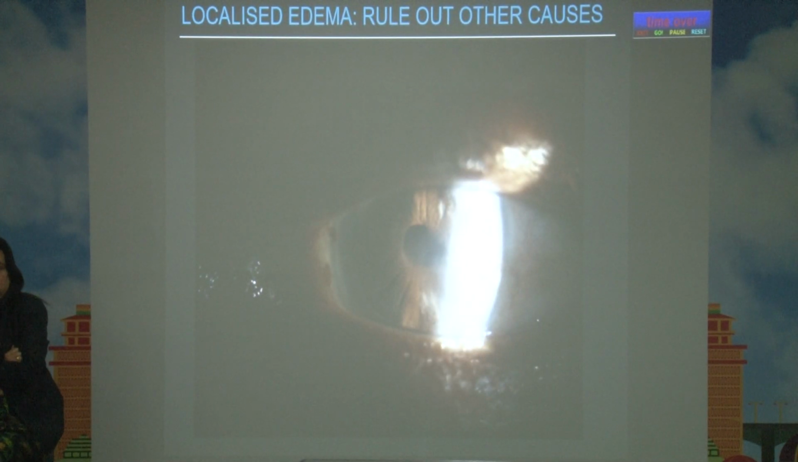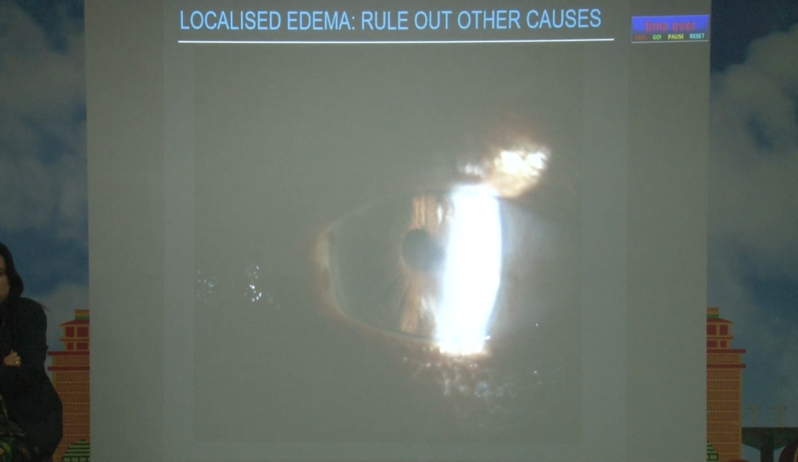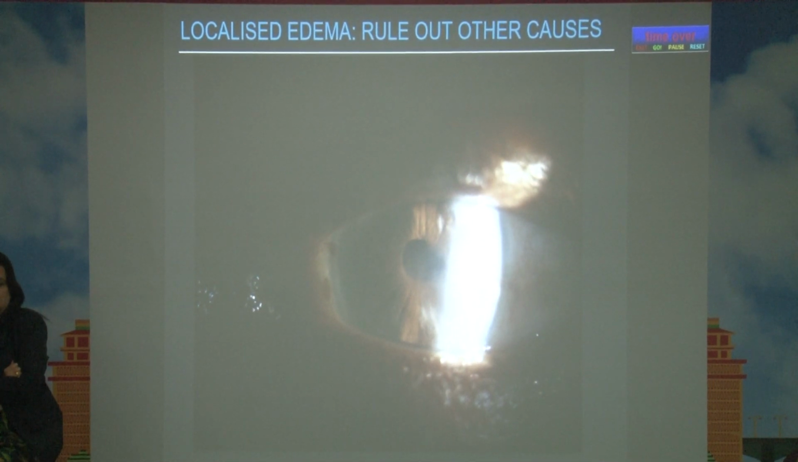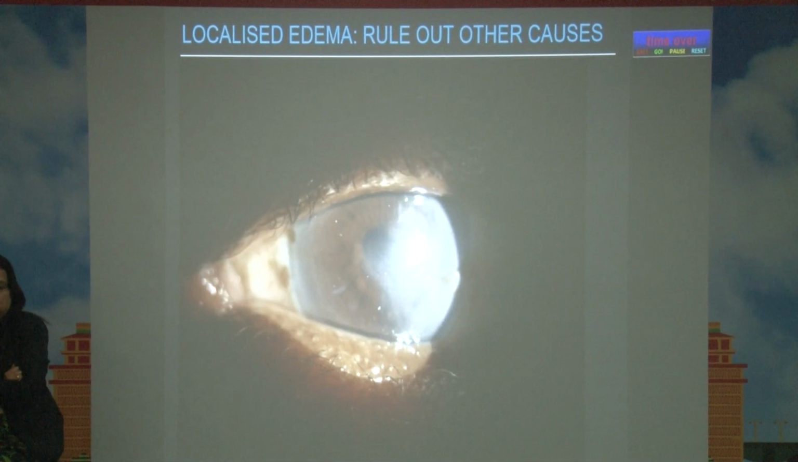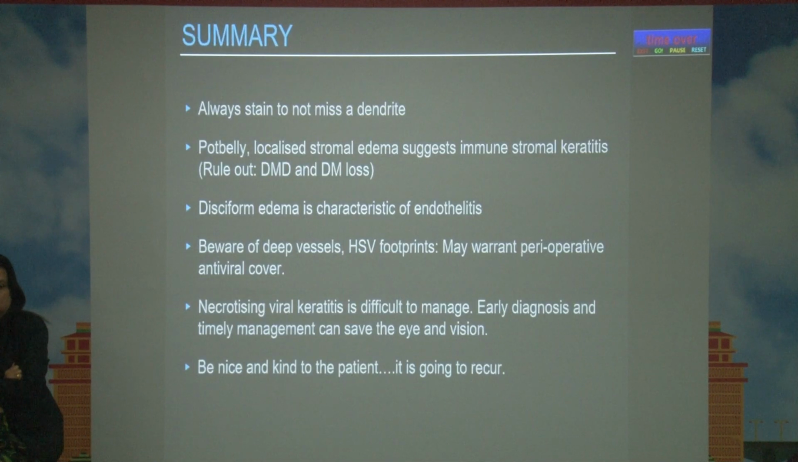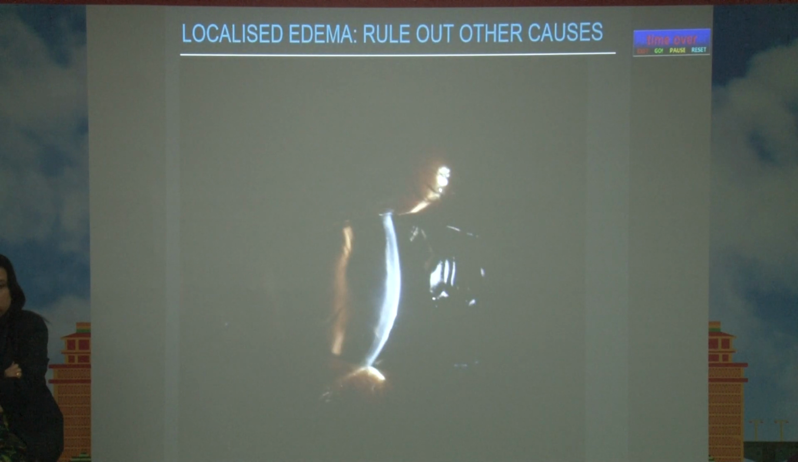Again, I said when it is localized edema, it points to viral, but always rule out other causes of localized edema, like a Descemet's detachment or an absent Descemet membrane, as in this case. This edema is not that typical pot-belly edema or localized edema. It is a diffuse edema, and this is not a viral stromal keratitis.